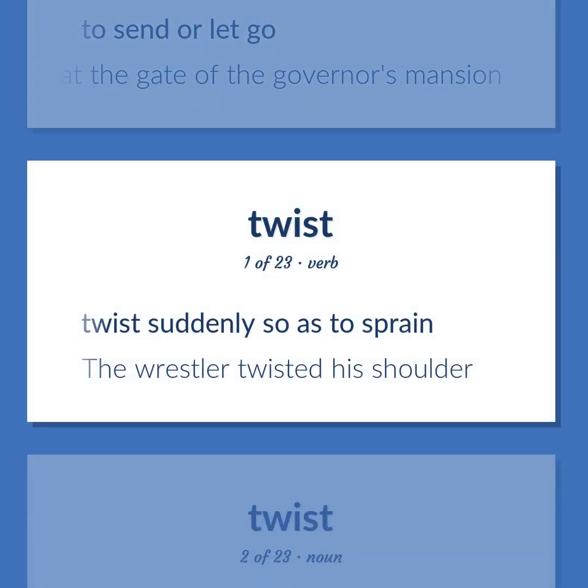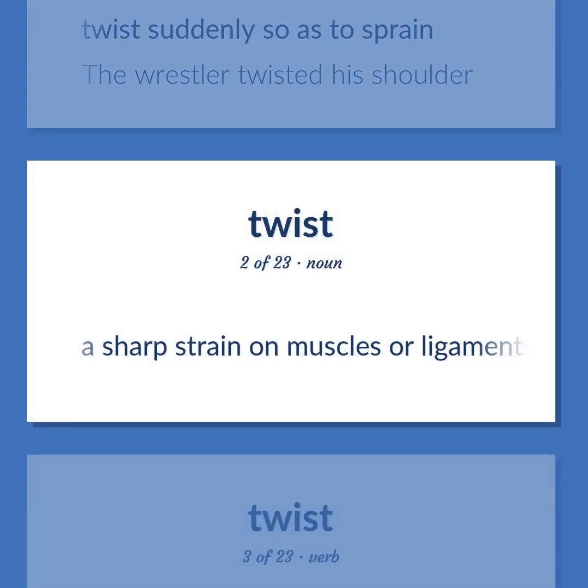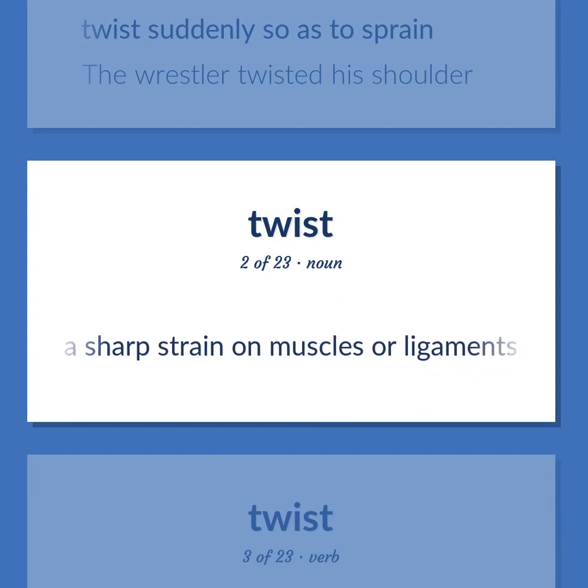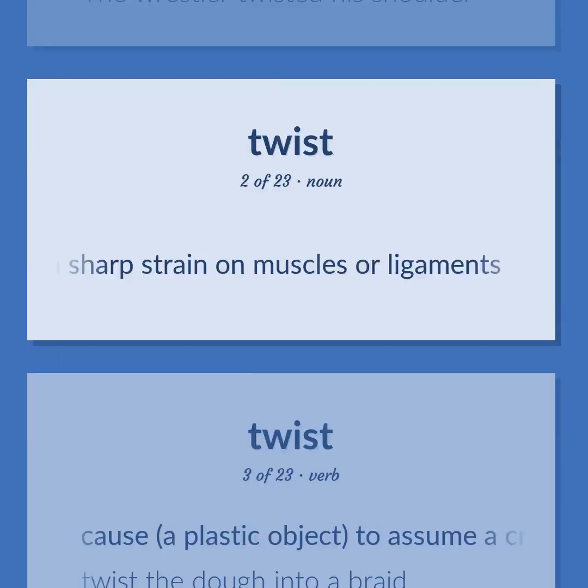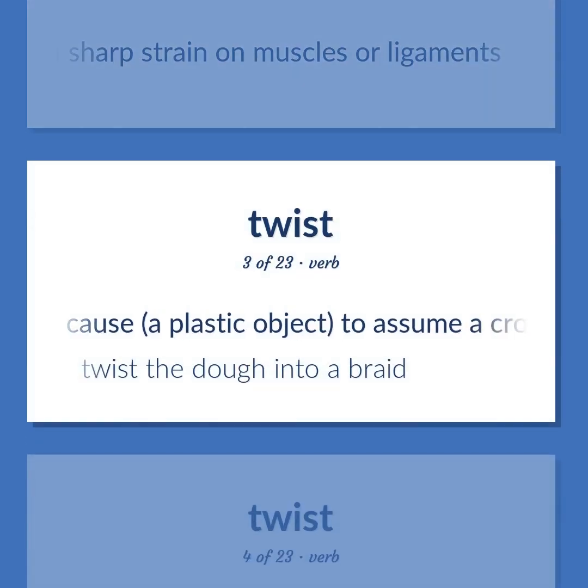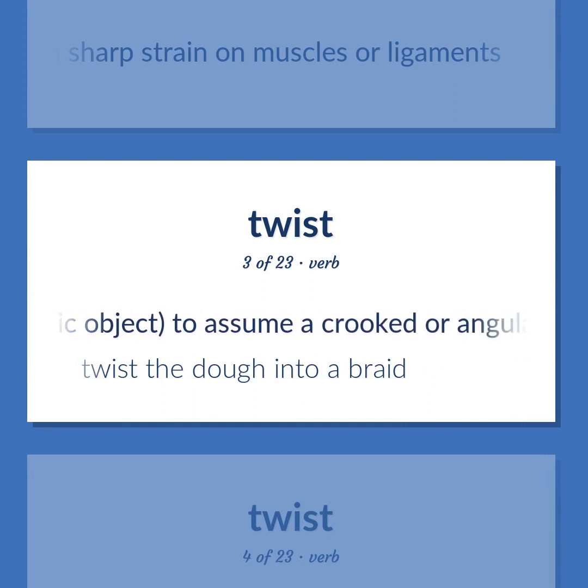Twist suddenly so as to sprain. The wrestler twisted his shoulder. A sharp strain on muscles or ligaments. Cause a plastic object to assume a crooked or angular form. Twist the dough into a braid.